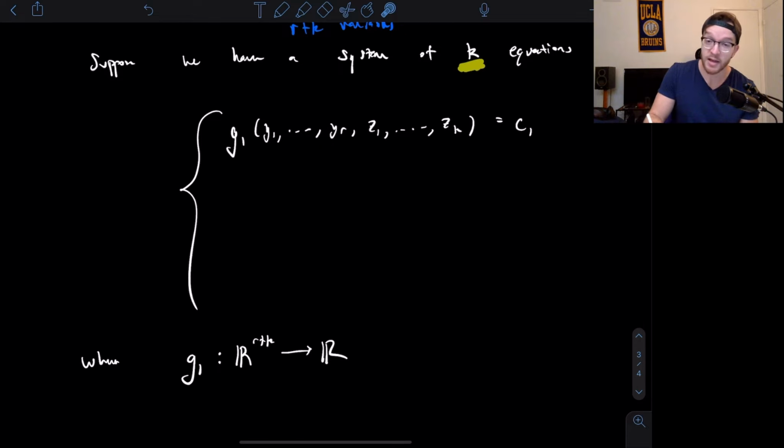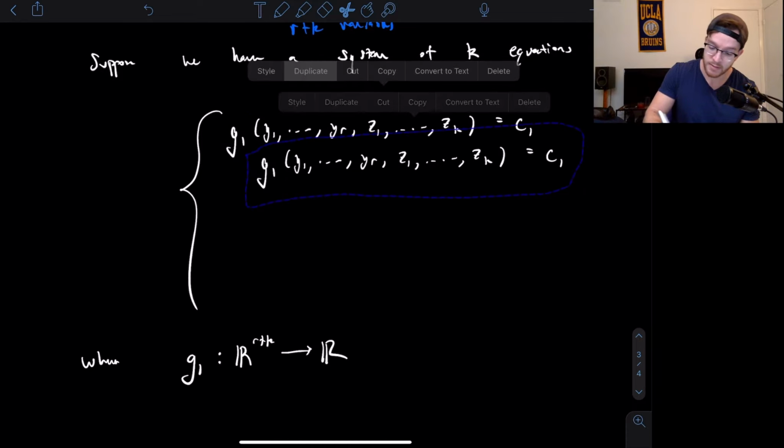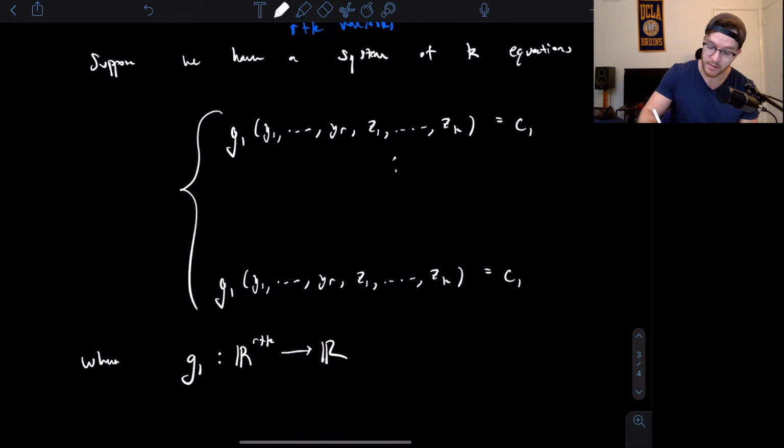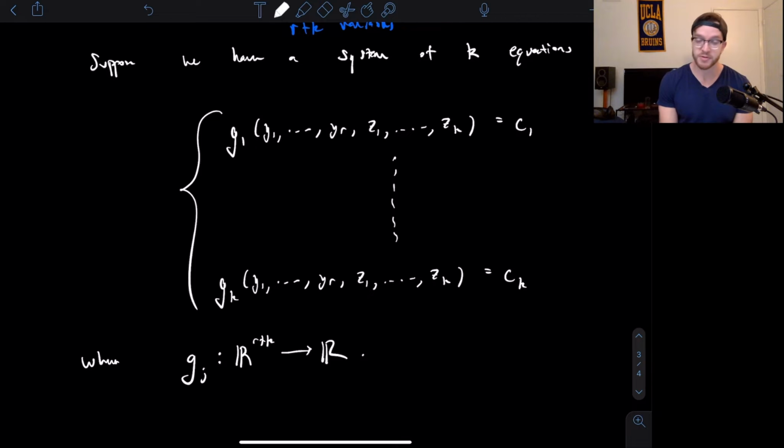But I said that I have k equations, so I actually have k copies of this kind of thing. So I'll say dot dot dot, and then here I have a function g all the way down to gk of all of my variables equals some number ck. And it's not that G1 is just a function from r plus k to r. It's that each of these expressions are functions from r plus k variables to r.